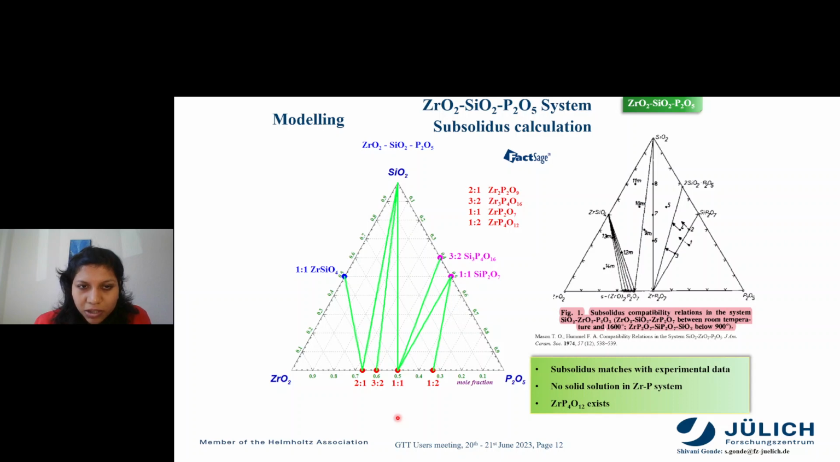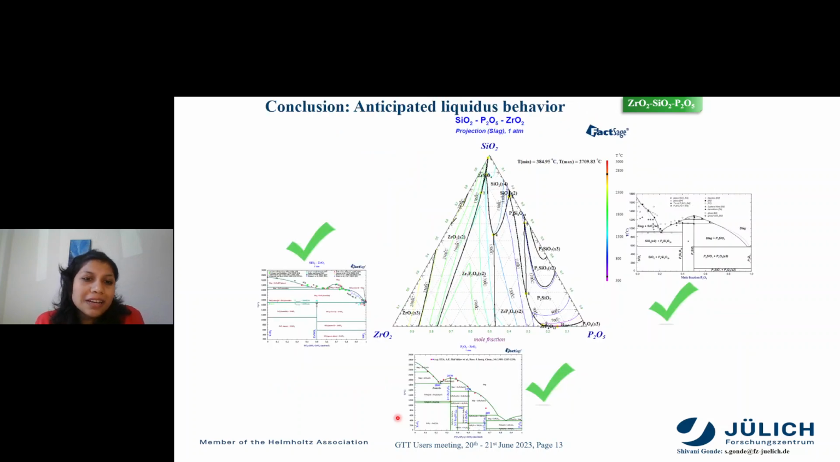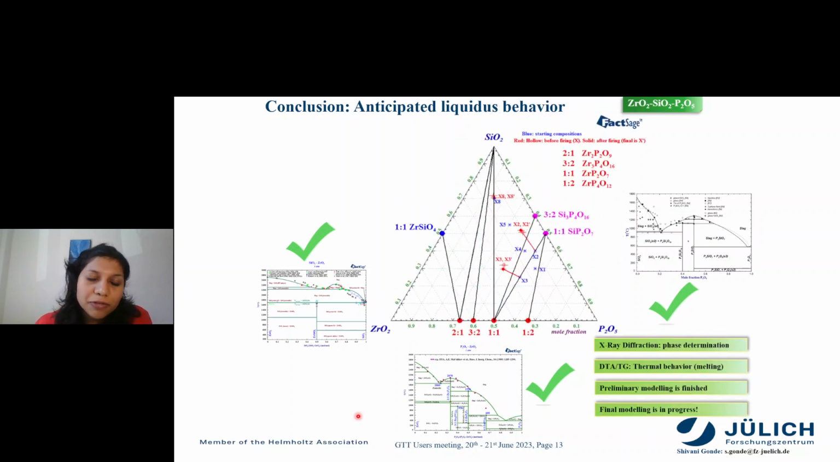Based on the preliminary data set, we have also predicted the liquidus surface, and this can be directly applied to battery materials development. And in order to validate the predicted liquidus surface, we have performed some experiments using different compositions of materials and studying them using XRD and DTA. And we are in the process of incorporating them into the database.